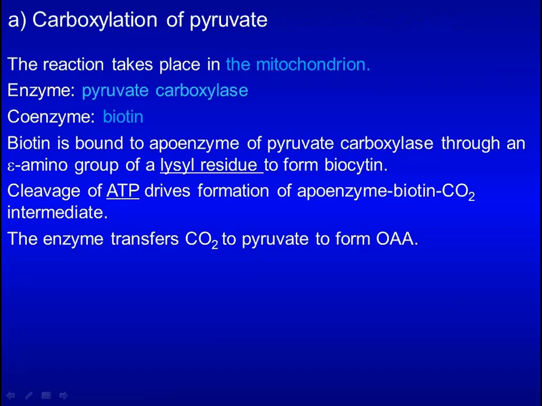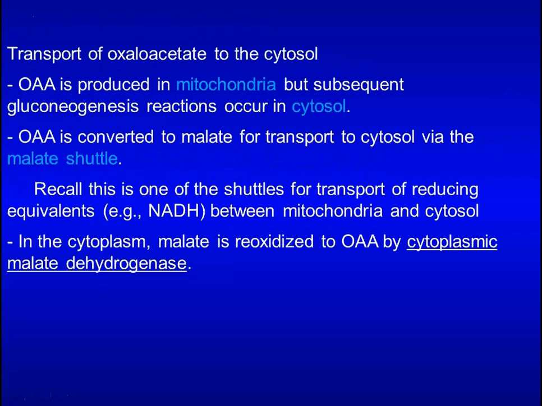Carboxylation of pyruvate occurs in the mitochondria and is catalyzed by pyruvate carboxylase that requires biotin as a coenzyme. Biotin is attached to the protein through the epsilon amino group of the lysine residue. This step consumes 1 ATP. The product, OAA, is then transported to the cytoplasm through the malate shuttle. Recall, this is one of the shuttles for transport of reducing equivalents between mitochondria and cytosol.